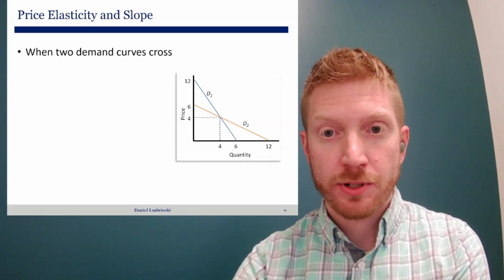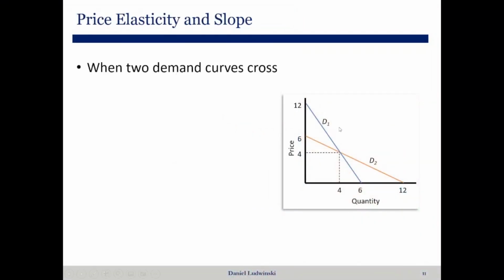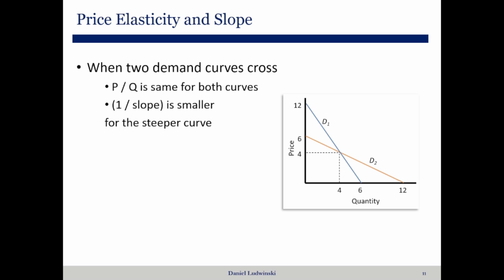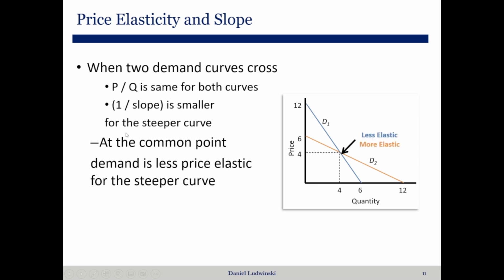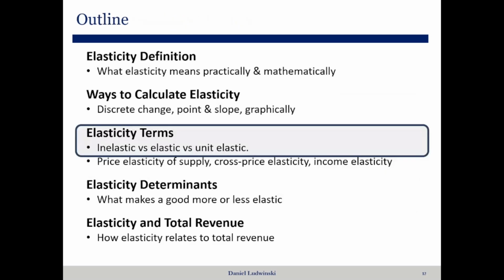Here's what I want to show in terms of that. With this particular setup, we have 2 demand curves that are crossing at this point of a price of 4 and quantity of 4. So they share a point. Price and quantity is the same for both curves. And so the only difference in elasticity is going to come from the slopes. So our steeper curve here, the one over the graph slope, is going to be steeper. So at this common point, the blue curve is going to be less elastic and less responsive to price changes, and the orange curve is going to be more elastic.